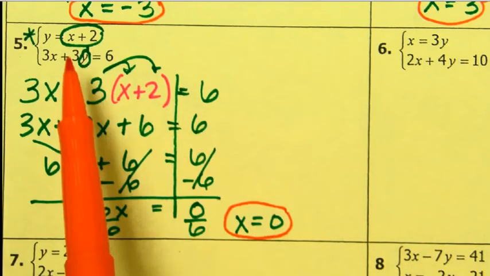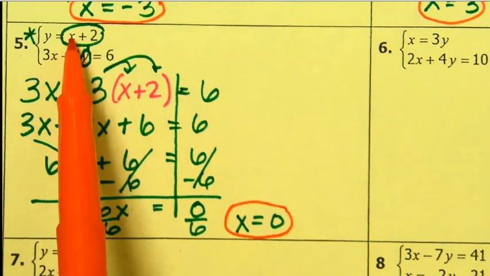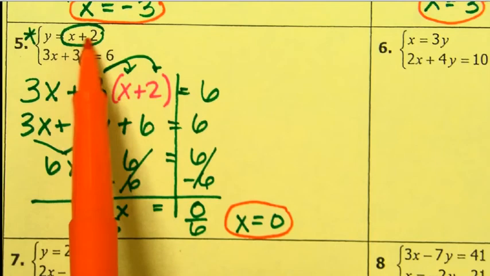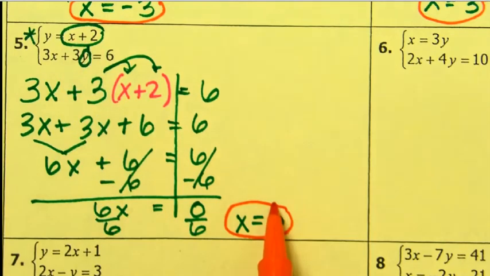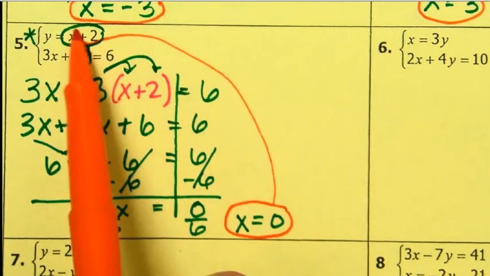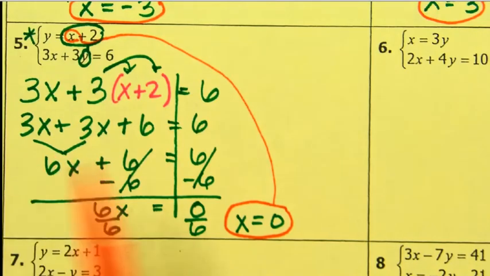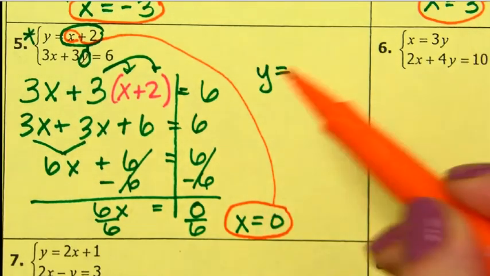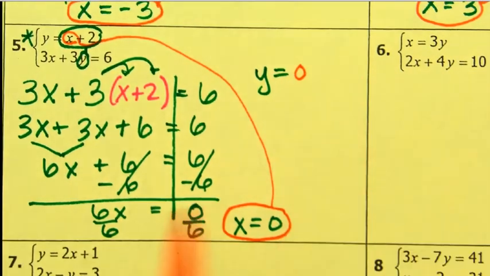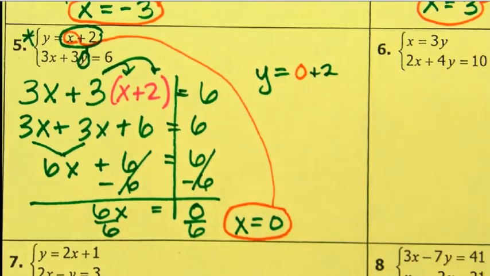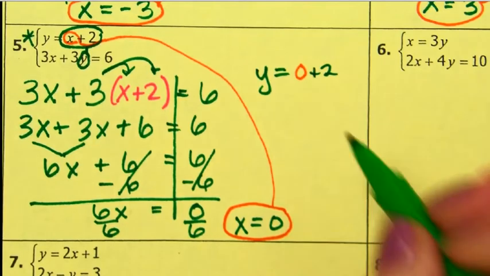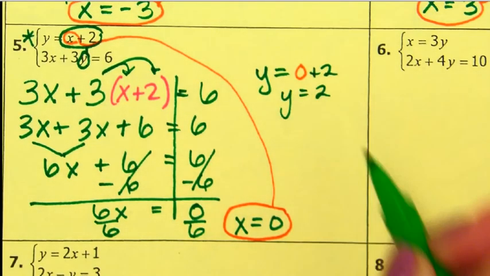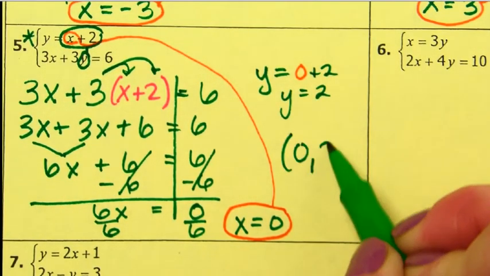So now I can substitute this x or this x with a 0. I'm going to choose the top x just because I won't have any solving to do. I will just have some arithmetic to do. So I'm going to substitute there. So I get y equals, instead of x, I have a 0 plus 2, and I get y equals 2. So x is 0, y is 2.